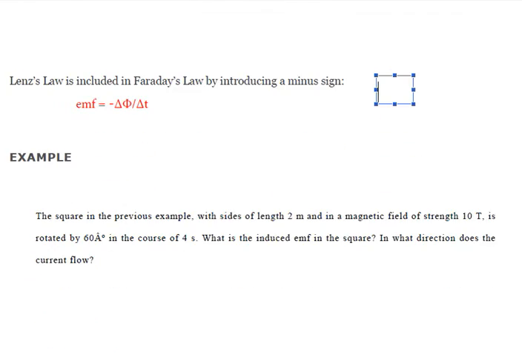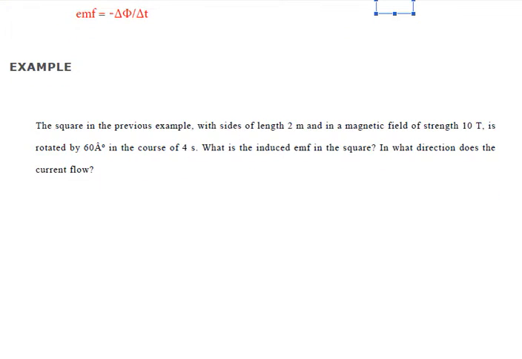So example. So we had a square in the previous example. It had sides of length 2 meters. It was in a magnetic field of strength 10 teslas, and it's rotated by 60 degrees in the course of 4 seconds. We want to know what is the induced EMF in the square and in what direction is the current going to flow.